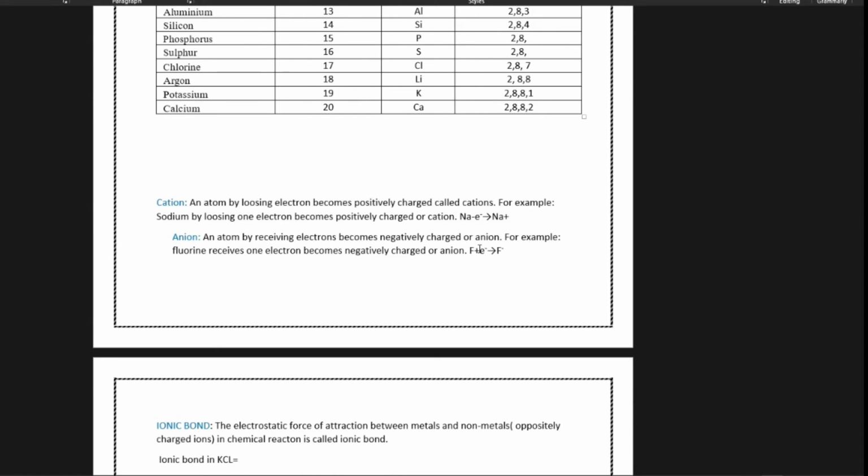One electron is added, so it becomes negatively charged as it receives an electron. And it is positively charged as it donates, that is, one electron is subtracted or given away. That's why one is positively charged and the other negatively charged.